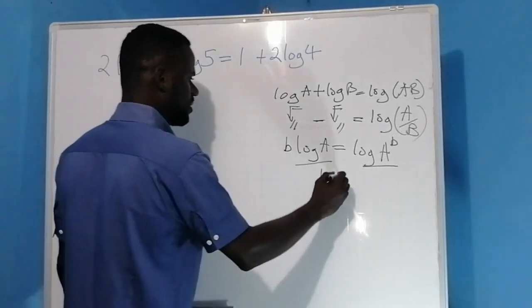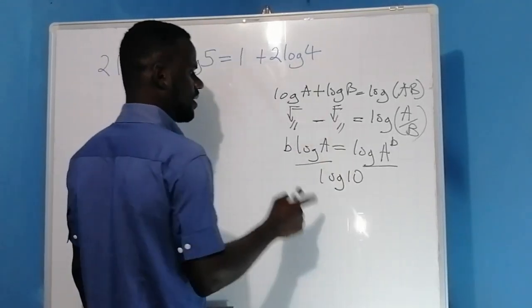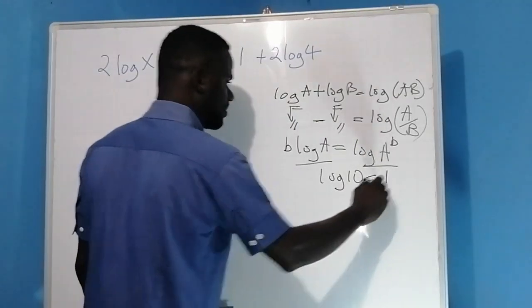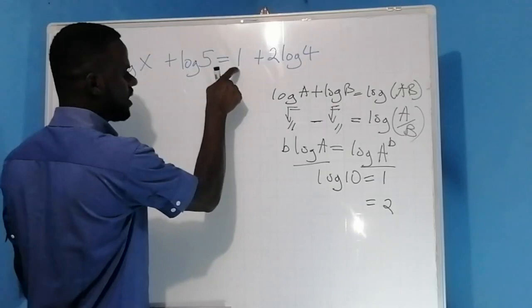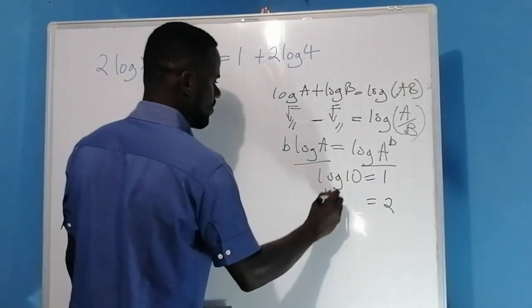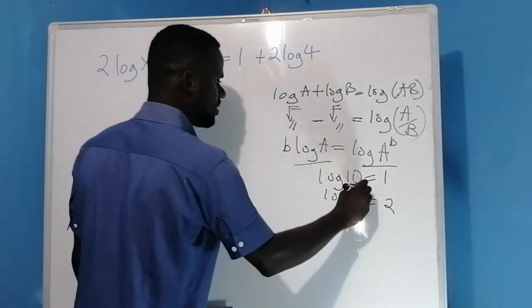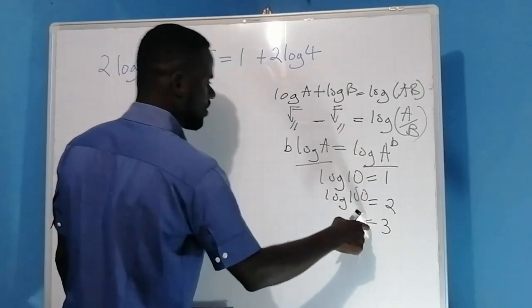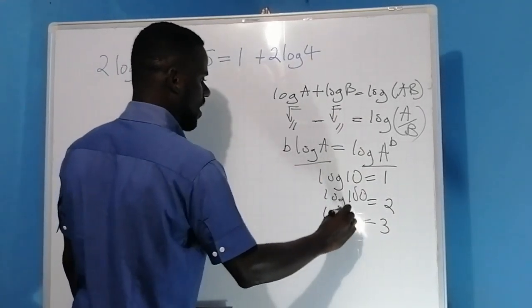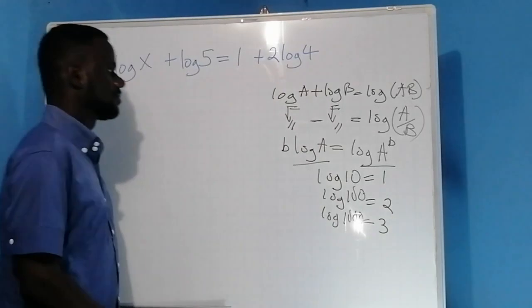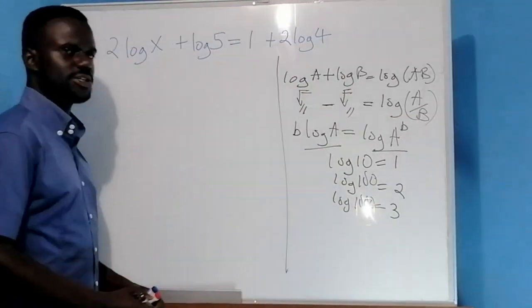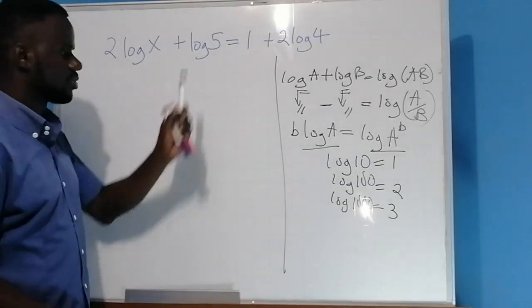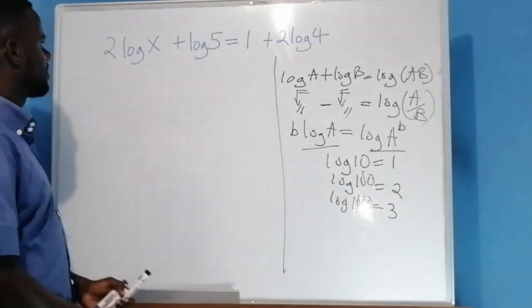If we punch in the log of 10 in the calculator, we'll get what? 1. What if we have 2 instead of 1 here? This is the same as what? The log of 100. If I put here 3, 3 will be equivalent to the log of 1,000. So, using all this necessary information, we are able to solve this question. So let's get right into it.